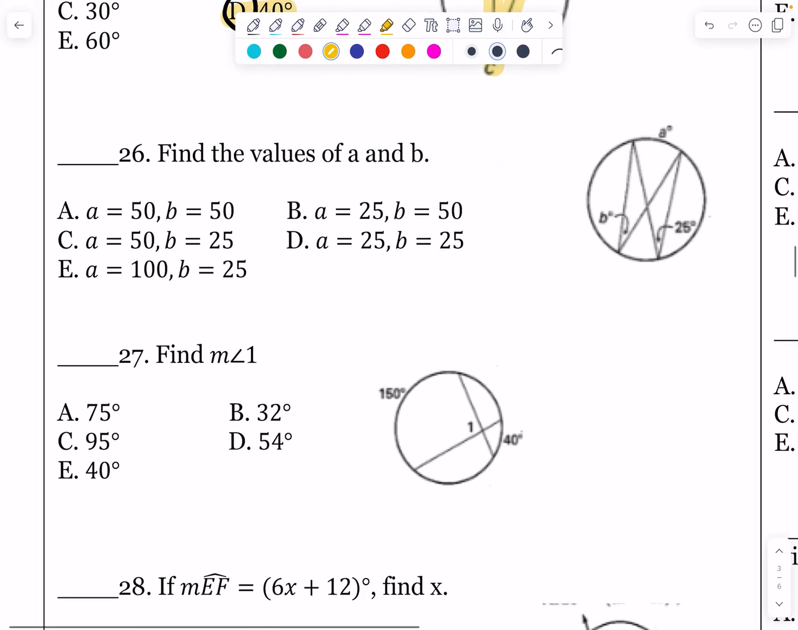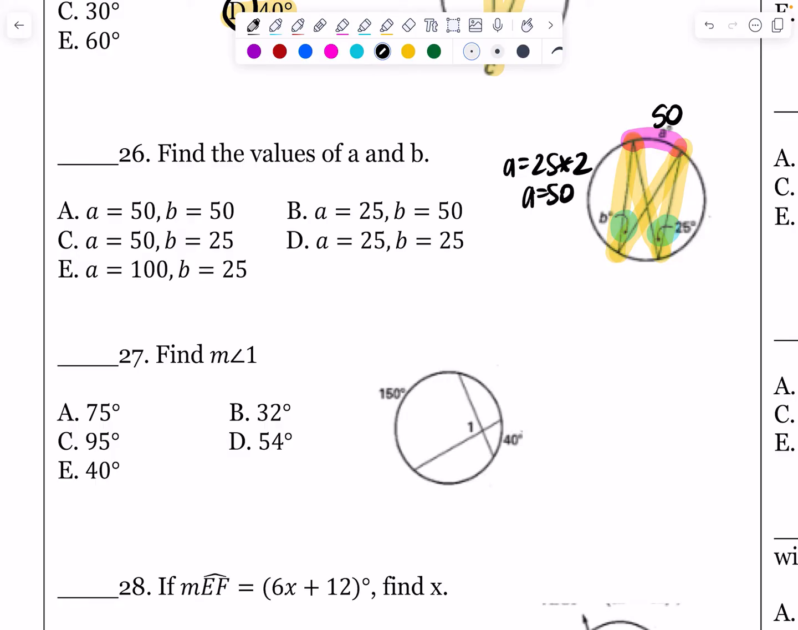All right, we want to find the values of A and B. Well, B is an inscribed angle, 25 is an inscribed angle, and both of those inscribed angles open up to arc A. And so if we have two inscribed angles that open up to the same arc, they must be congruent. So if this angle is 25, A is going to be equal to 25 times 2. What is 25 times 2? It's 50. And so A is going to be equal to 50.